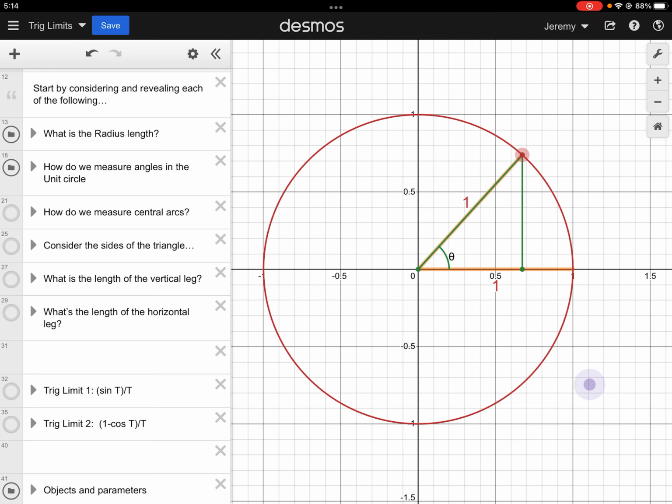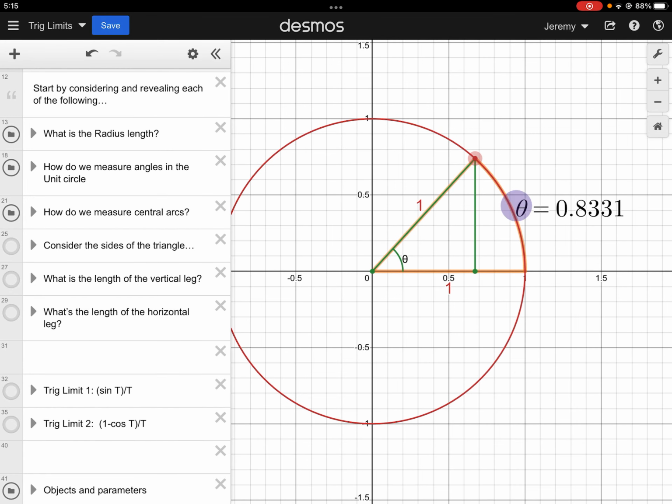All right. How do we measure angles in the unit circle? Well, this is the central angle here. And we want to measure that in radians, not degrees. The reason why we want to measure that in radians is because the definition of the radian measure is the length of this arc right here. This arc that is intercepted by this central angle. So this arc is right now 0.8331. And the measure of this angle in radian measure is 0.8331 in radians. So radians tends to be useful because it's an actual length, not just an arbitrary number.